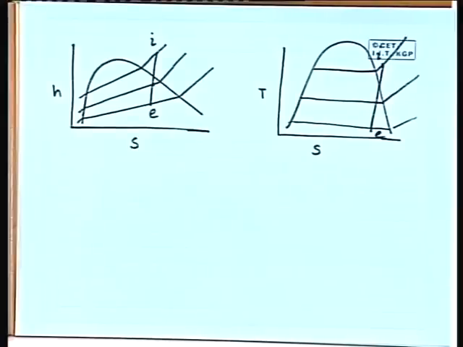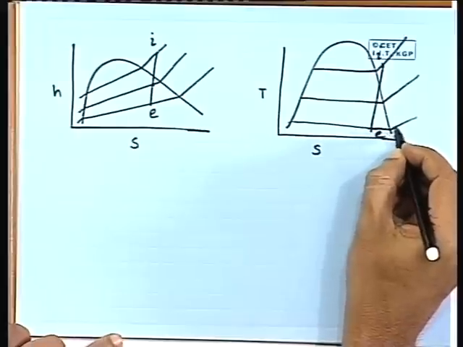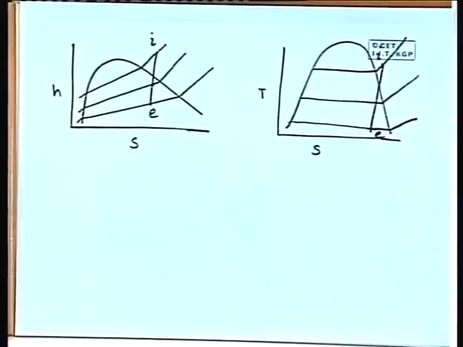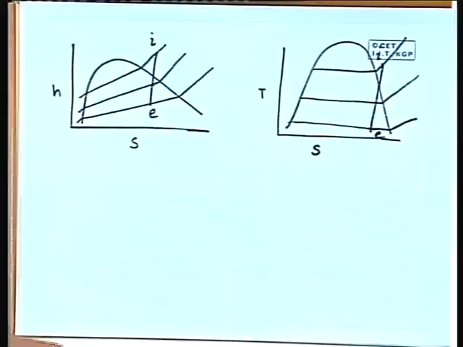Now, this is ideal expansion of steam through the nozzle, where we are assuming that the process is isentropic. But actually the process will not be isentropic.